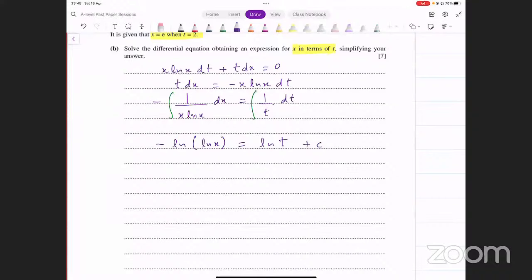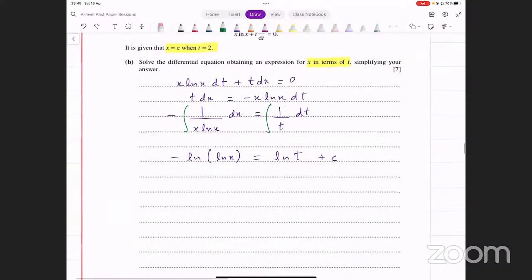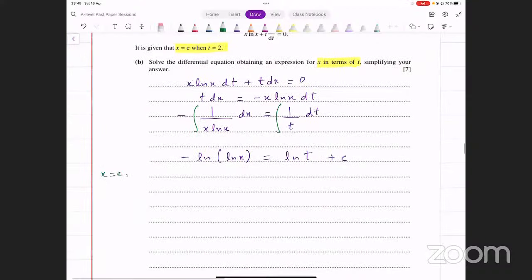ठीक है, अब हमें क्या करना है, इस कांस्टेंट को इवैल्यूएट करना है. We've got a point x equals e when t equals 2. Let's input that. x equals e, t equals 2. ये यहाँ पे input कर देते हैं.